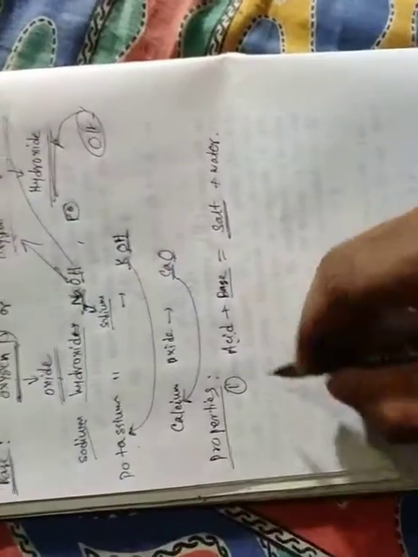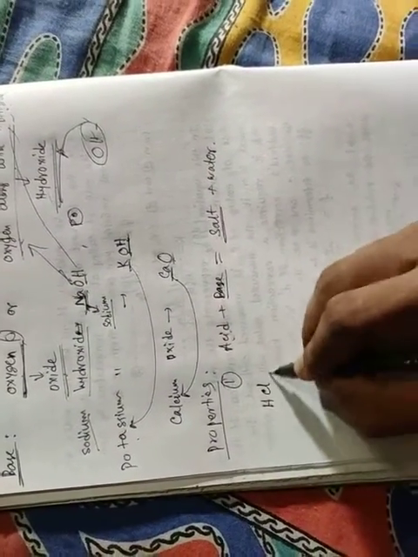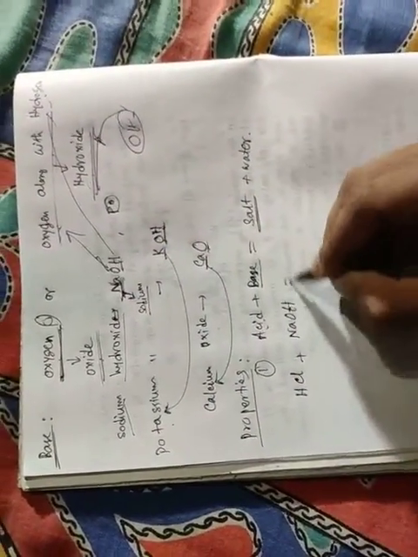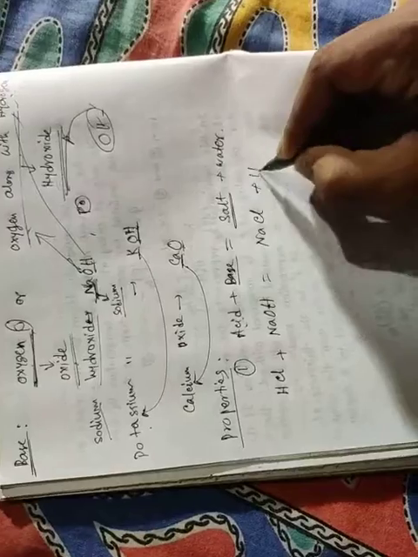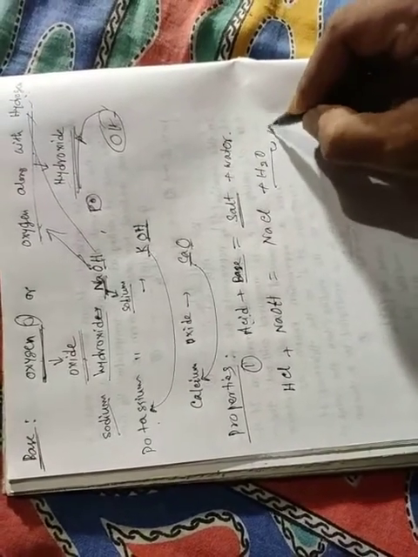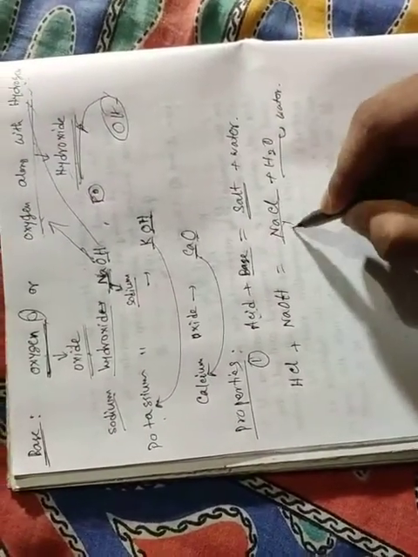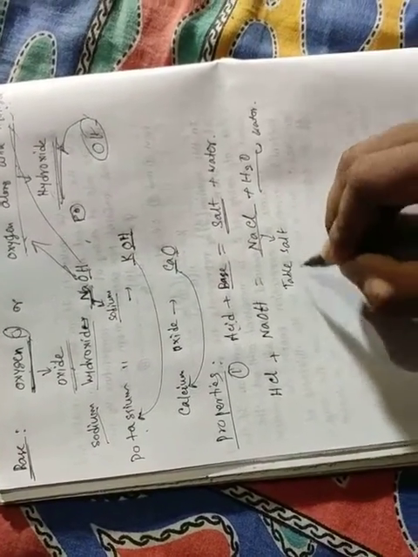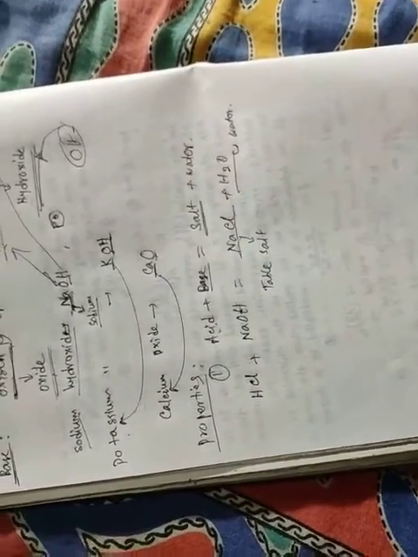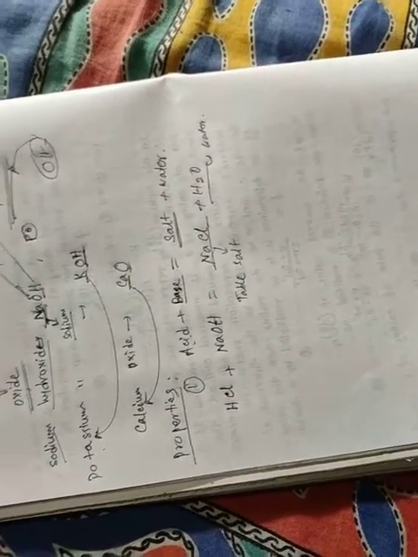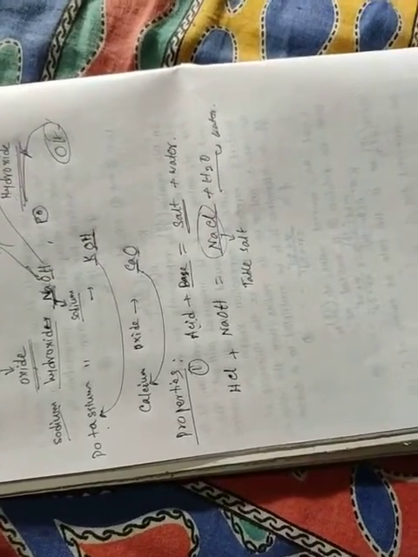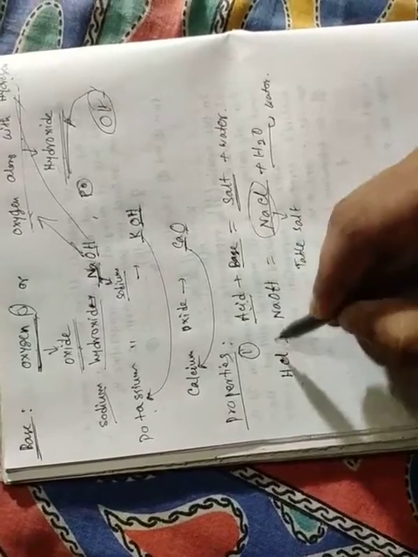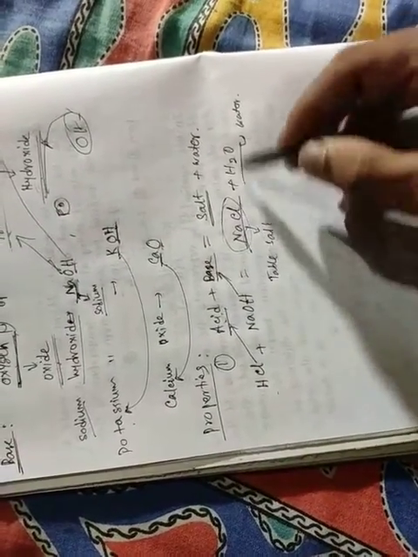For example, we know HCl, hydrochloric acid, and NaOH, sodium hydroxide, is a base. If these are mixed, then we get NaCl plus H2O. H2O means water, and NaCl is salt, the table salt which we eat in our daily life. Okay, understand? So with the reaction of acid and base, we get salt and water.